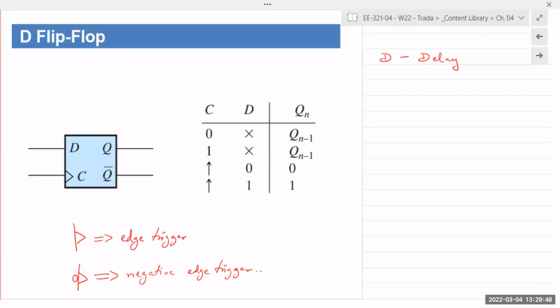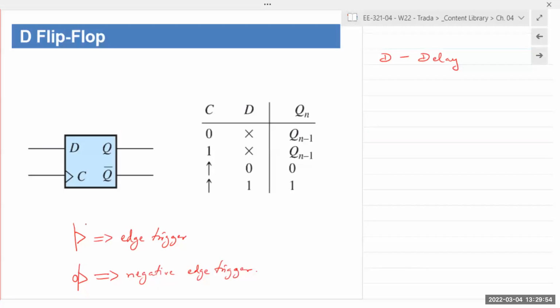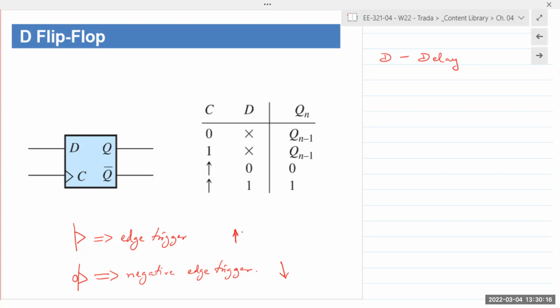So edge trigger means whenever there's a transition going from 0 to 1 or 1 to 0. Presence of a bubble means negative edge, meaning a transition going from 1 to 0, a falling edge. Otherwise, it refers to a rising edge. Okay, absence of a bubble is positive, so it means a rising edge.